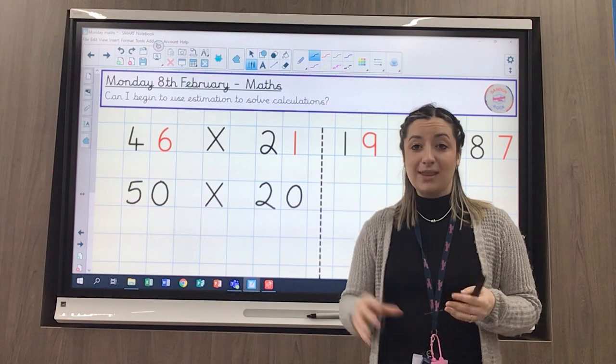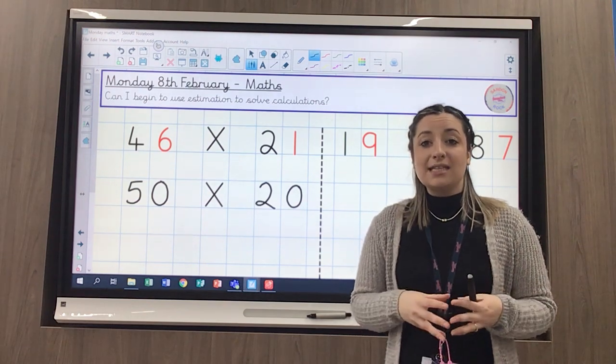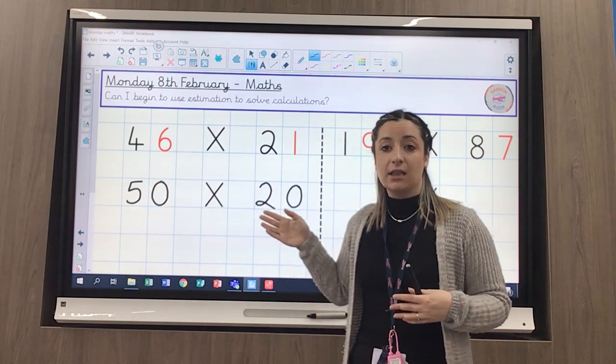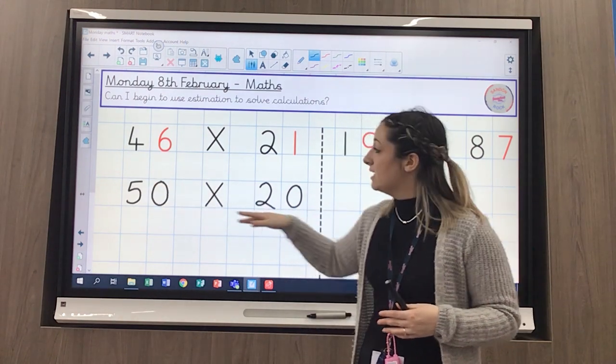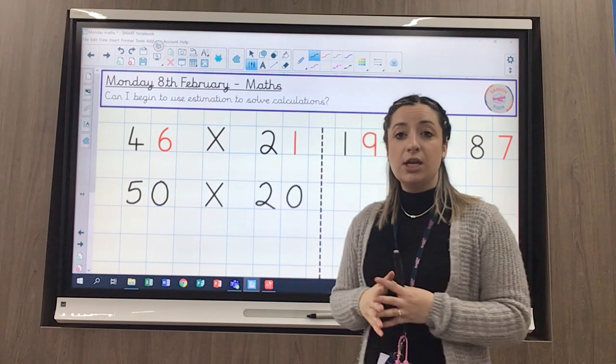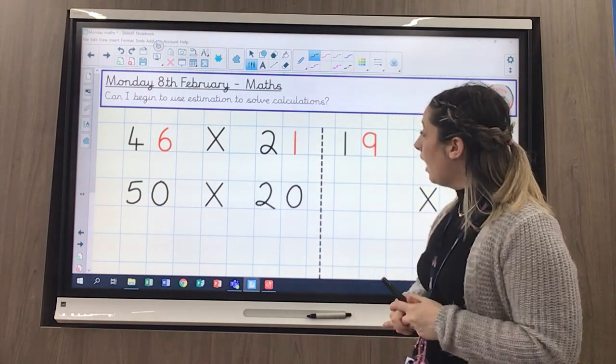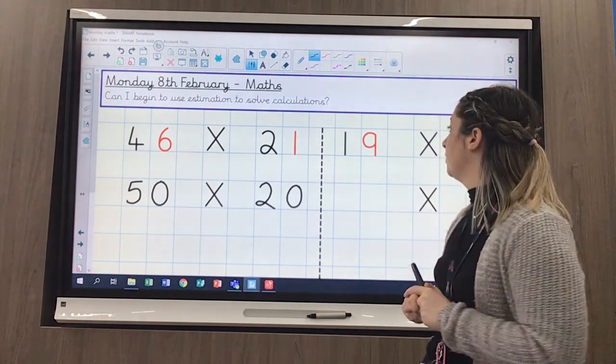So it's not going to give me the exact answer, but if it's asking you to estimate, it's giving you a very close guess, and the way that we have done this is by using the rounding method to get a very close guess to what that answer would be. Okay, let's have a look at the second one that I've got on the board.